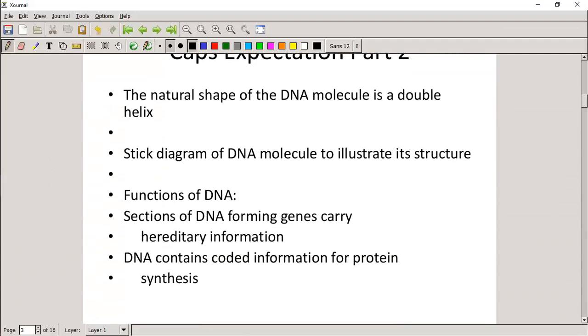We need to know that the natural shape of the DNA is a double helix, and we must be able to draw a stick diagram of the DNA molecule and illustrate it and label it. We must know the functions of the DNA. We must know the sections of DNA forming genes carry hereditary information. That means genetic information that's passed on from one generation to the next, or from one cell to the next. And then DNA contains coded information to form what? I already told you previously, to form proteins.